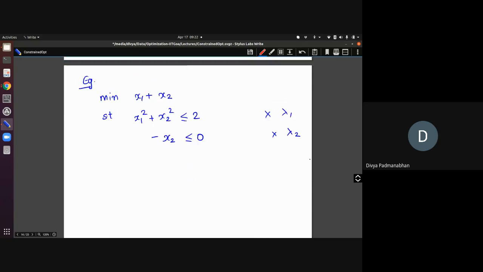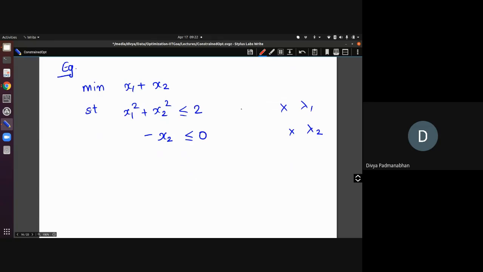So the problem is this: minimize x1 plus x2 such that x1 square plus x2 square is less than or equal to 2 and x2 is greater than or equal to 0. Just to write it in the form where g(x) is less than or equal to 0, I've written it in this manner. So this is g1(x). g1(x) is x1 square plus x2 square minus 2, which is less than or equal to 0.